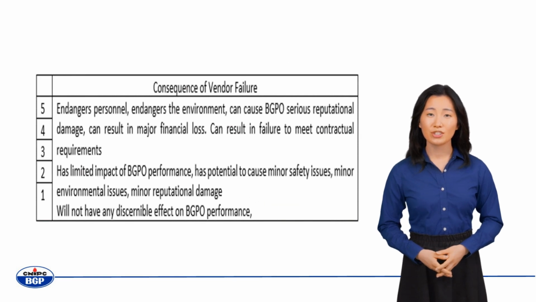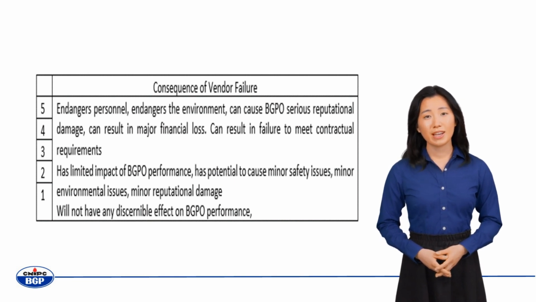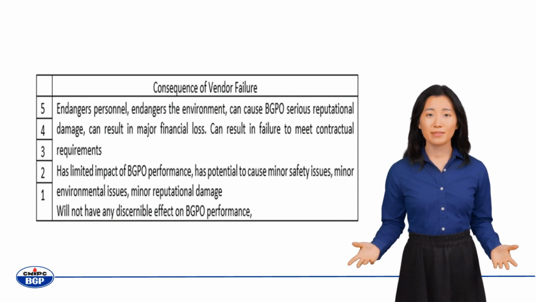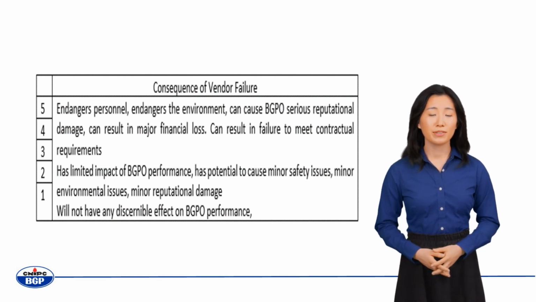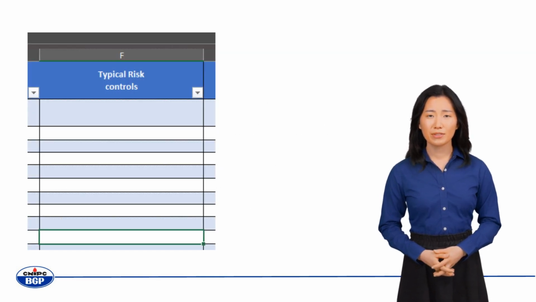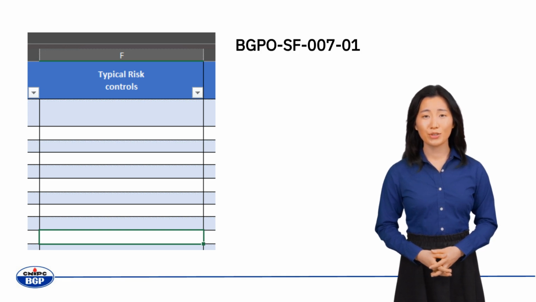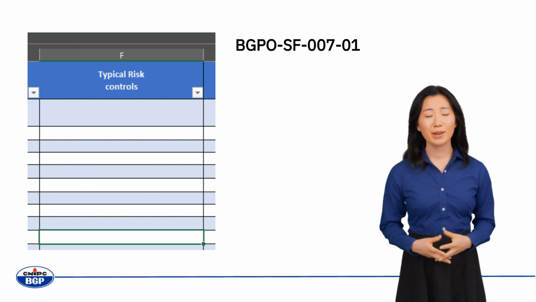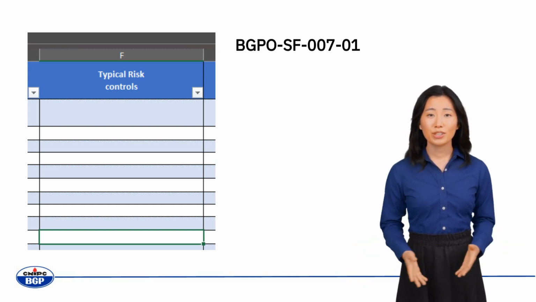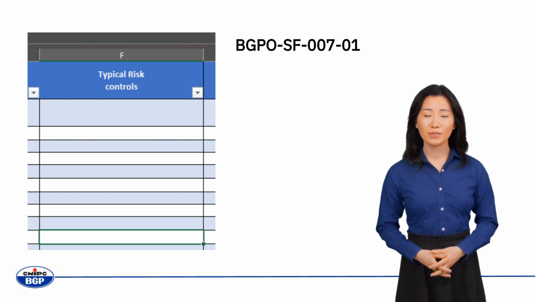This process should be as objective as possible using an evidence-based approach, which means that we should look at the history of vendor types in the industry and more generally, and any personal experience of the vendor management team or the subject matter experts called in to assist. In column F of the Vendor Risk Level Assessment Form, that is BGPO SF-007-01, the vendor management team will decide what risk controls are required to be in place so that we can ensure that any potential vendor has these risk controls in place.